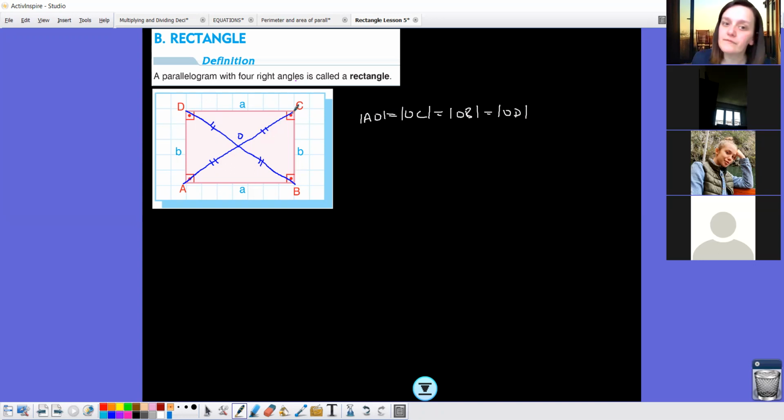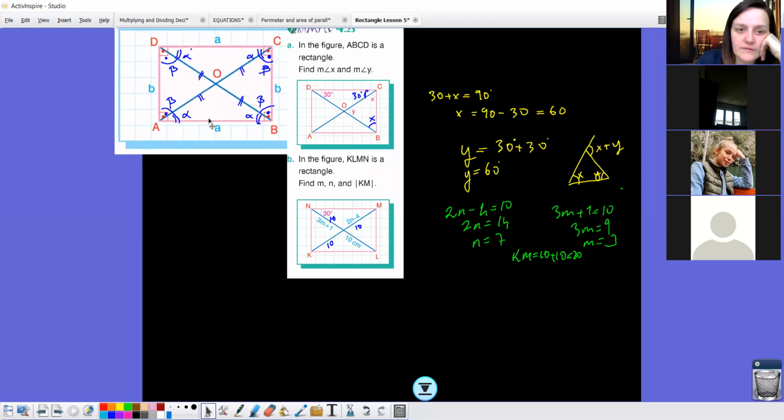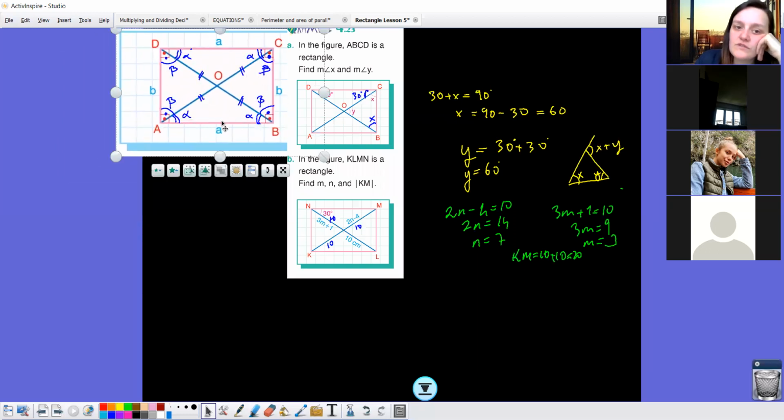We have 2 pairs of same triangles. Yes, because here you have A, here you have B, but these sides will be the same. This is one property that we can give. Also here, as you see here, it's given the same thing. So as we said, the diagonals bisect each other and all the 4 parts are equal to each other.